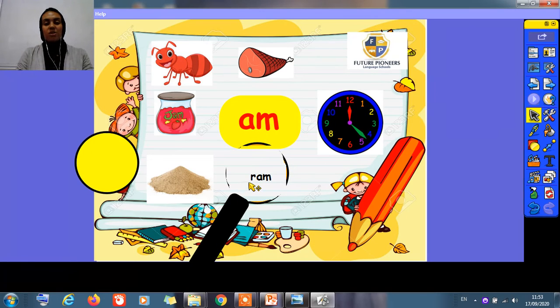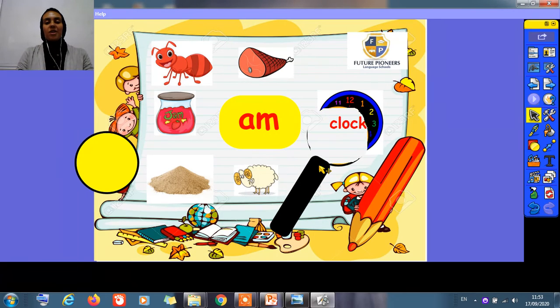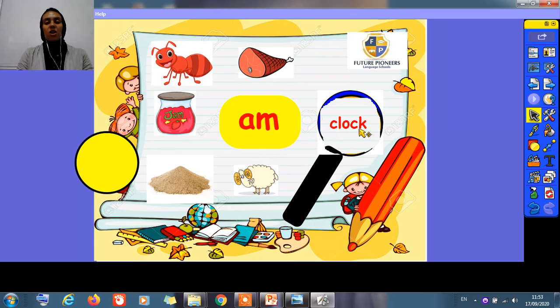This is what? Ram. Does ram belong to M family? Yes, it is. Okay, here, this is what? Clock. Does clock belong to M family? No, it's not. Okay.